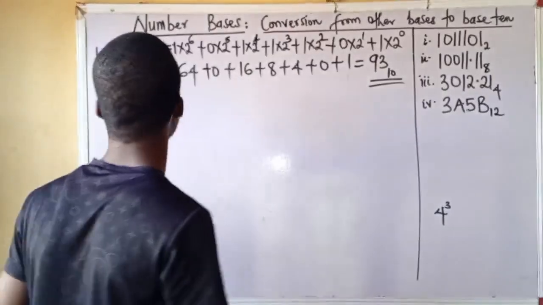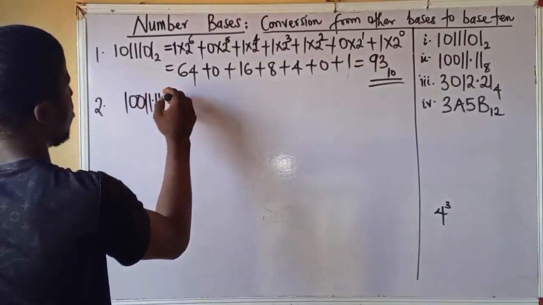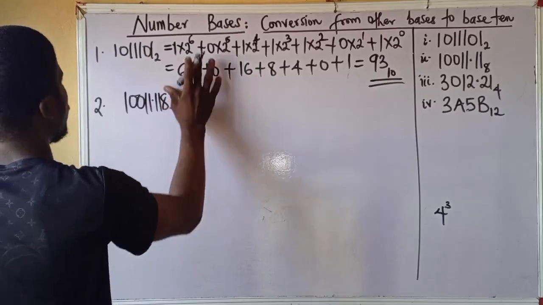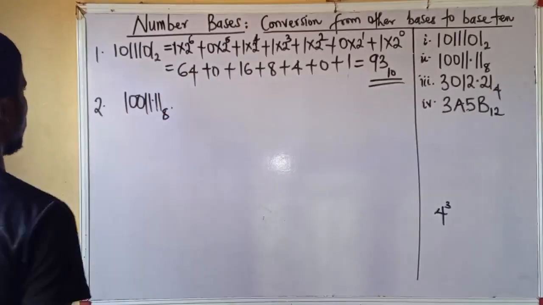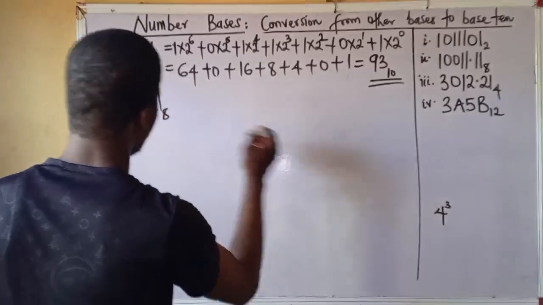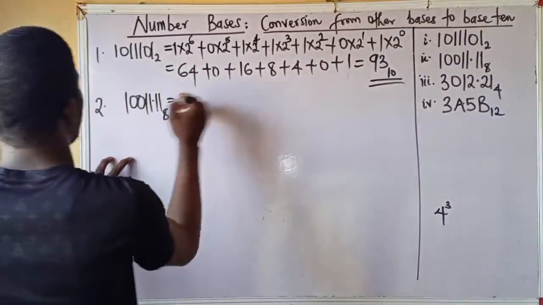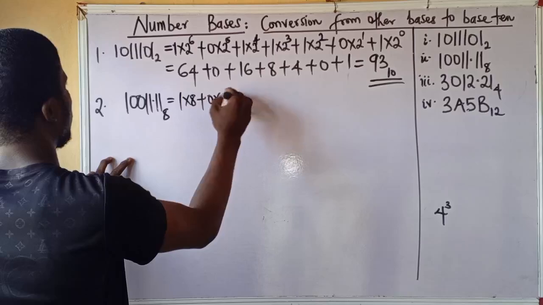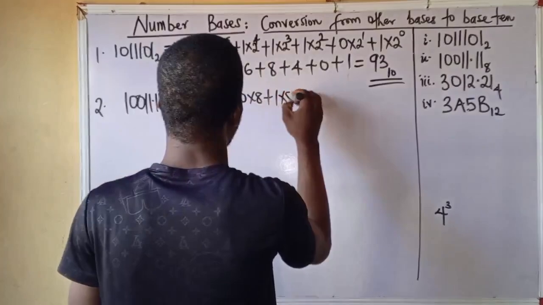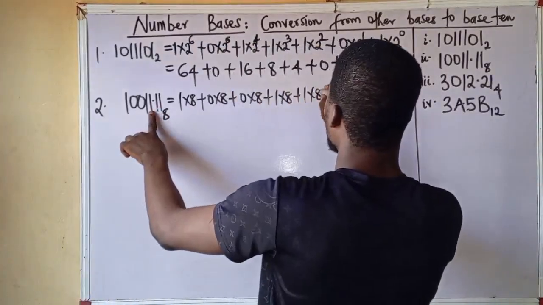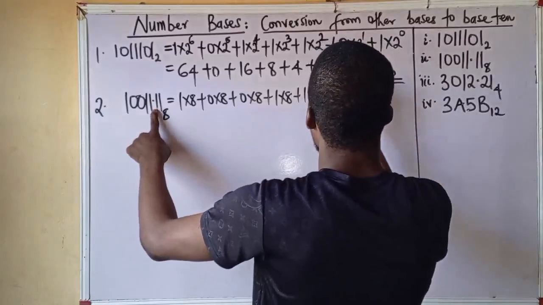We'll see how to do it. It is 10011.11 base 8. We do the same expansion, but when assigning powers, we now change the pattern. 1 times 8 plus 0 times 8 plus 0 times 8 plus 1 times 8 plus 1 times 8 again. Then let me use a bigger plus here. We will have decimal points for a reason.